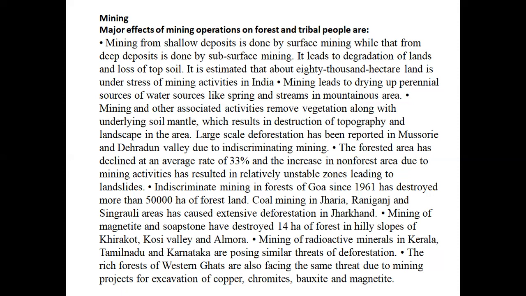Indiscriminate mining in forests of Goa since 1961 has destroyed more than 50,000 hectares of forest land. Coal mining in Jharia, Raniganj, and Singrauli area has caused extensive deforestation in Jharkhand area. Mining of magnetite and soapstone has destroyed 14 hectares of forest in hilly slopes of Harikot, Kosi Valley, and Almora regions.